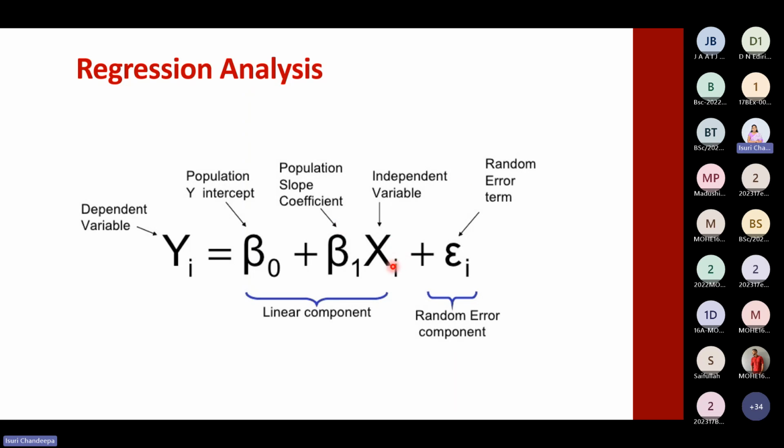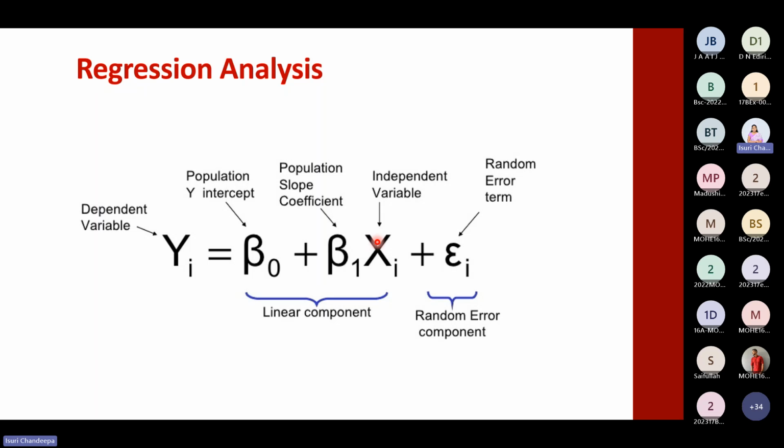This is the independent variable 1. As I previously mentioned, this is the error term. You need to mention the error term also. It is just a notation. So if there are two independent variables, how many slope coefficients are there? Two slope coefficients. The other one is beta 2 and X2. That is the independent variable 2.